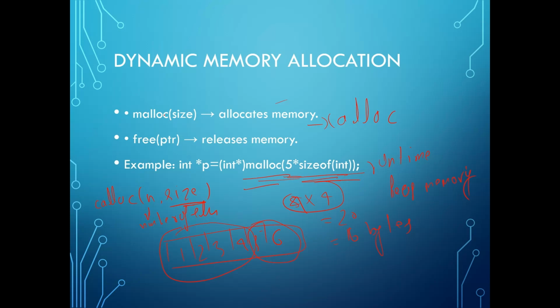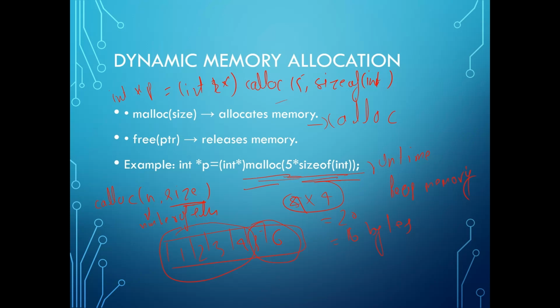Defined with the integer, suppose int pointer p is equal to int pointer, so when I said calloc is given there, 5 and size of int. So this is how you define the calloc here. So this is also having the difference there. And after malloc and calloc, free.